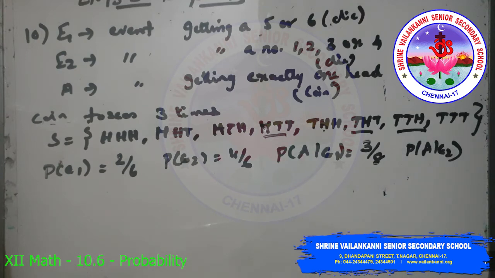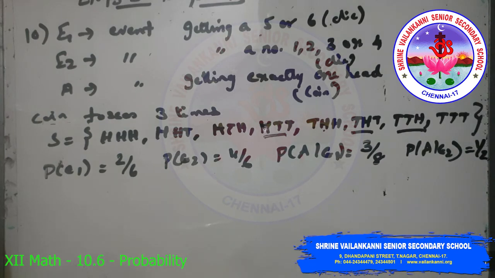And what is P of A by E2? So getting exactly one head on the coin. So if she gets 1, 2, 3 or 4, that is an event E2, she tosses a coin once and notes whether a head or tail is obtained. So when we toss a coin, the possibility of getting head or tail is 1 by 2. So P of A by E2 is 1 by 2.